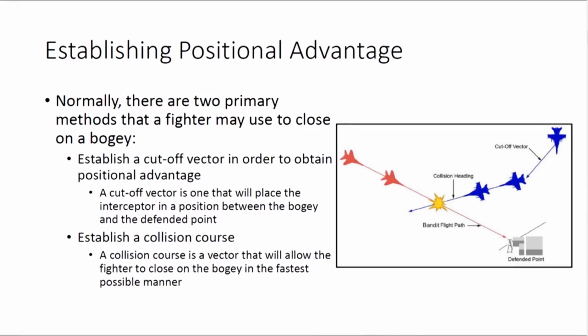We're not simply going to point our nose and charge at the enemy. The goal is to get ourselves on a course that will allow us to arrive at the same point in space at the same time. That is the fastest way to intercept the bogey.